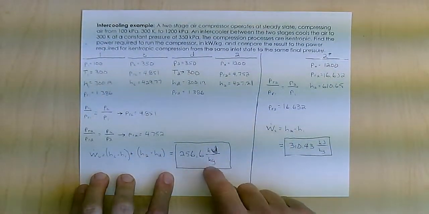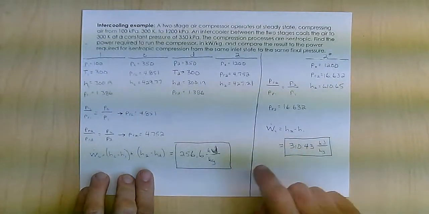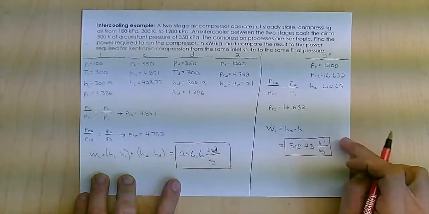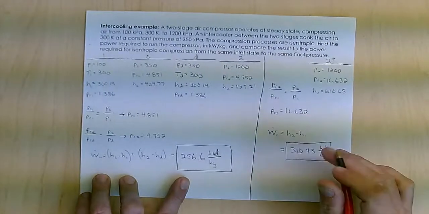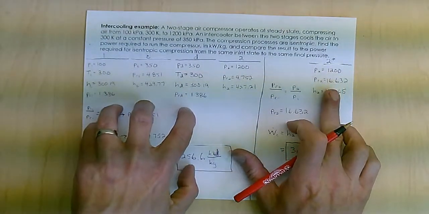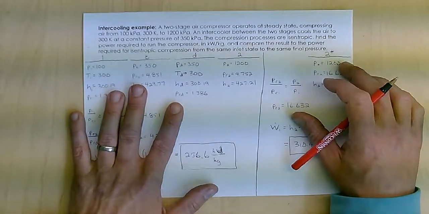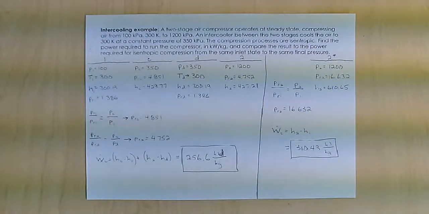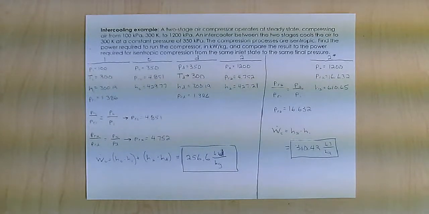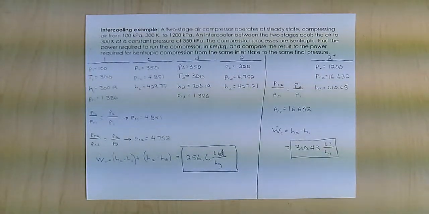So you can see more work is required with the direct compression as opposed to a compression with intercooling. And I decrease it, I don't know, about 20% or something? Maybe not quite 20%, but you get the idea that less work is done when I have the intercooling than when I don't. So that's the advantage of the intercooler: it requires less work to run the compressor.